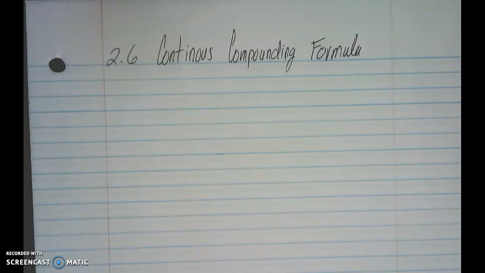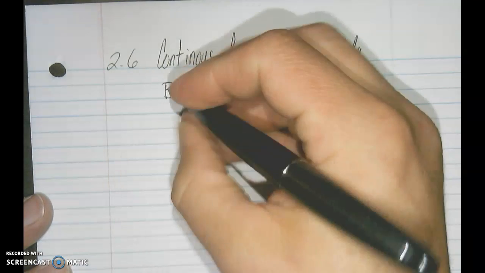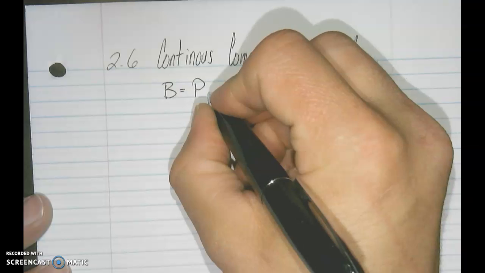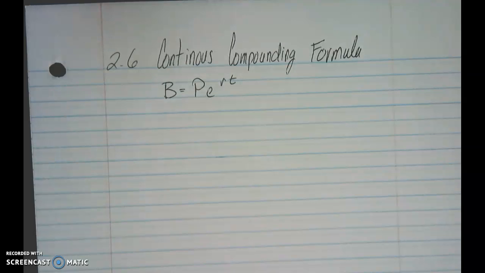All right, so this is our continuous compounding formula. It is B is equal to the principal times e to the r t, so r and t are raised to the power. e is a button on your calculator.